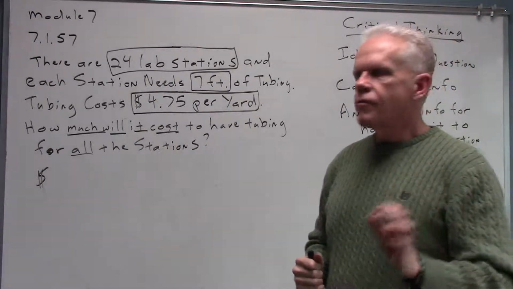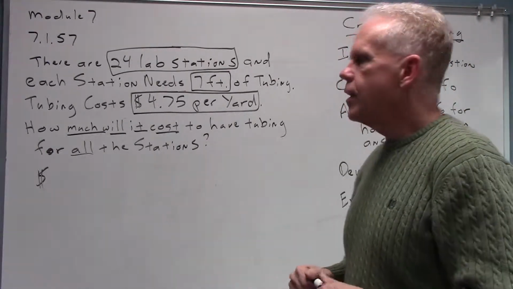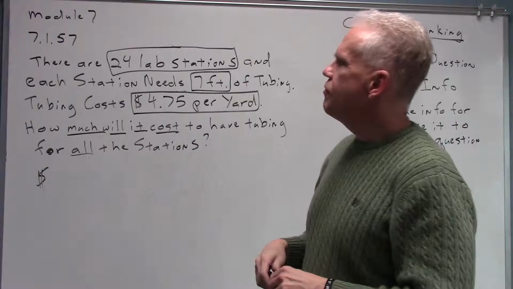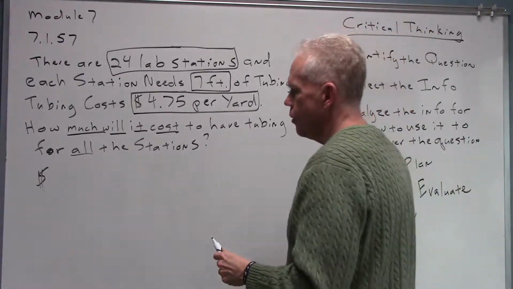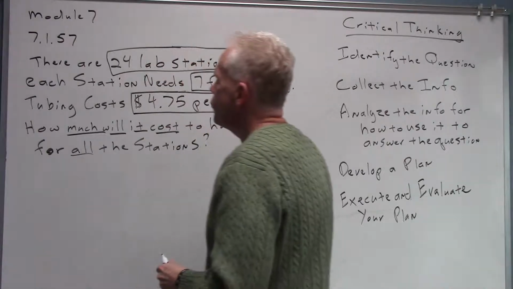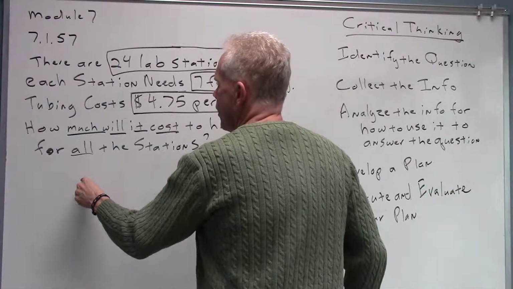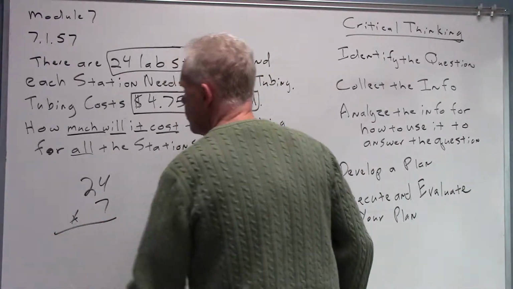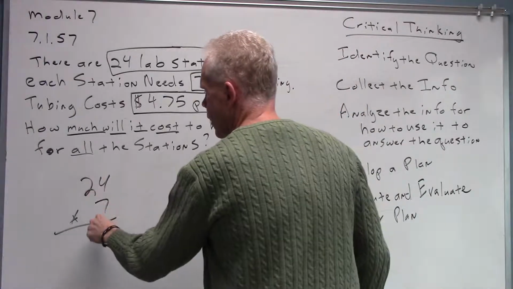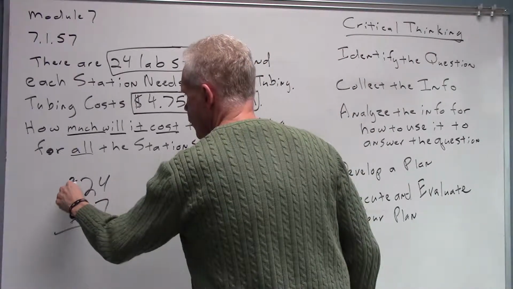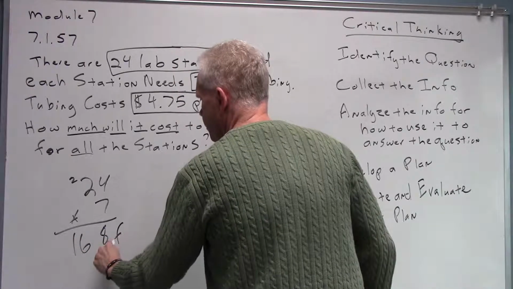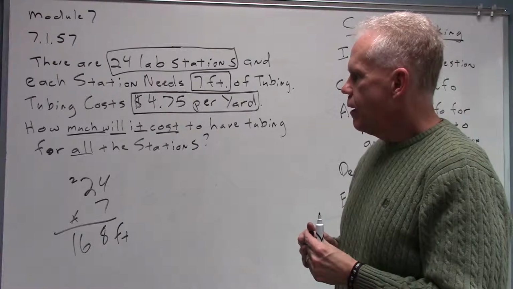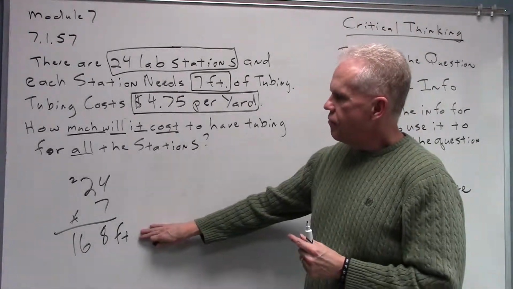Developing a plan. I think for me the best plan, and there's probably more than one plan you could develop, is that first I want to figure out how many feet of tubing I'm going to need altogether. That's going to be my first bit of work here. So if I've got 24 stations and I'm going to have 7 feet of tubing for each station, 7 times 24. 7 times 4 is 28. Carry 2, 14, 16. So it looks to me like I need 168 feet of tubing.